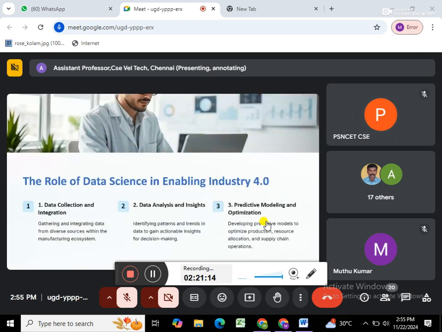So again, the role of data science in enabling Industry 4.0. In most cases, we know the role of data. Now the case is that one who can work with data can earn in millions and billions. That is how important the usage of data is.